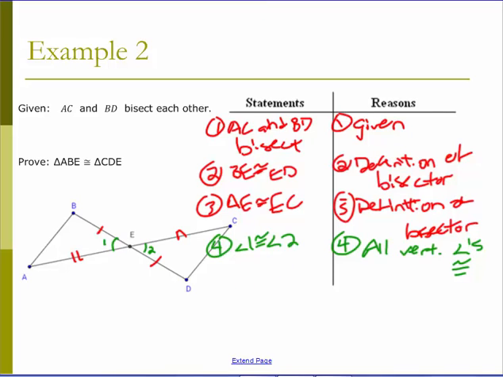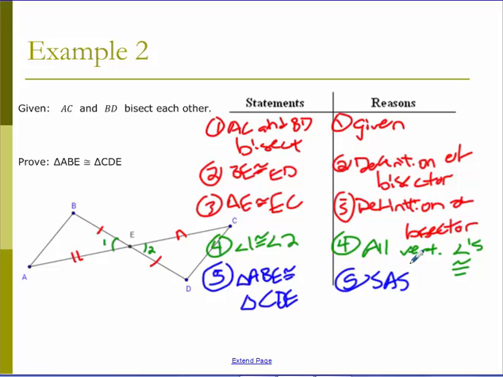And now in my left-hand side triangle, I have 3 things. My right-hand side triangle, I have 3 things. That means that those triangles are congruent. So my final step, step 5. There we go. We got triangle ABE congruent to triangle CDE, and I used two sides and an angle, so it's side, angle, side.